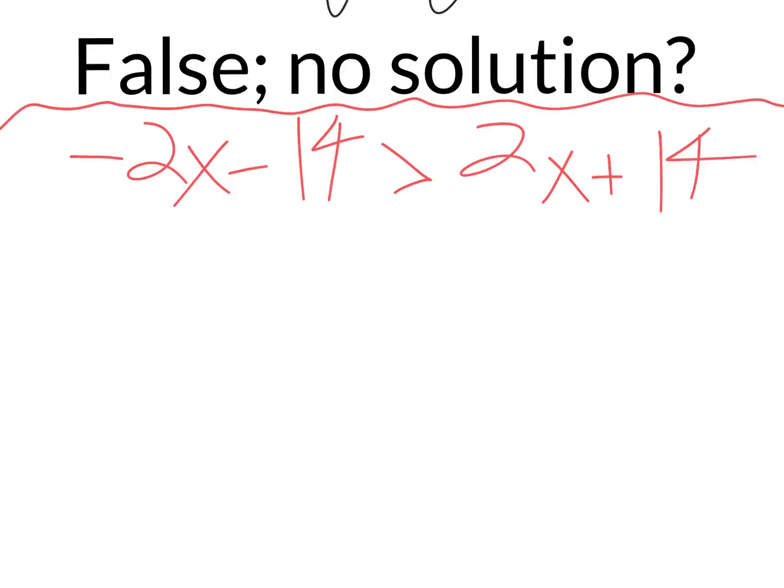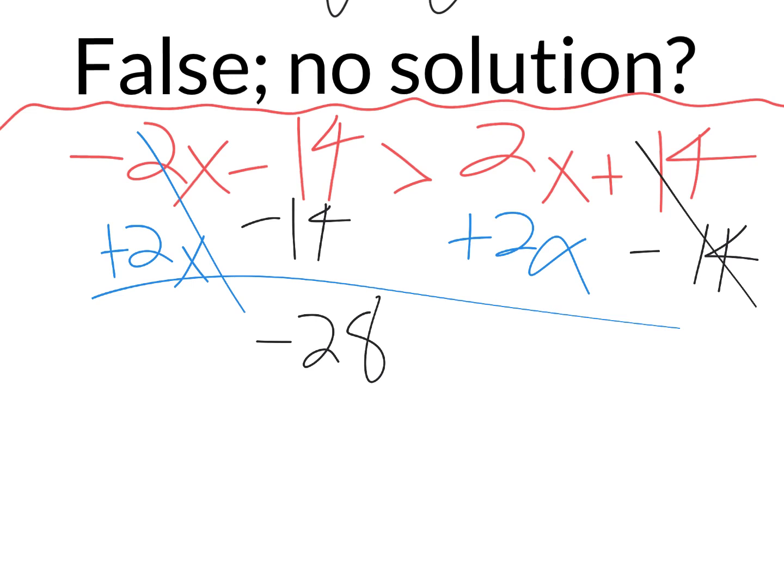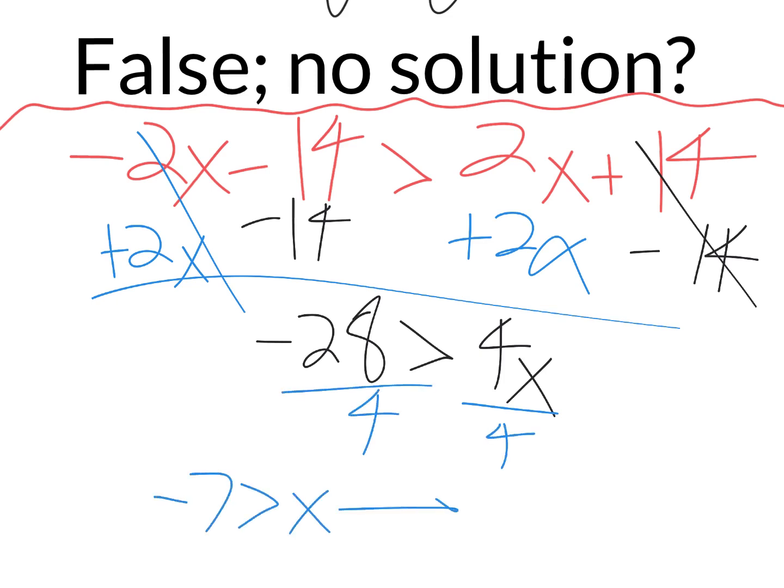So we can get our x's on one side by plussing 2x to the right-hand side, and then that means I will have to minus 14 to the left-hand side, and so negative 14 minus 14 is negative 28. That is going to be greater than 2x plus 2x is 4x, so I can divide both sides by 4, and I'll get negative 7 is greater than x, or I like to rewrite it from the perspective of x, which is x is less than negative 7.